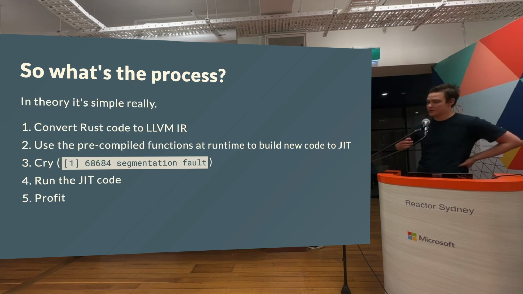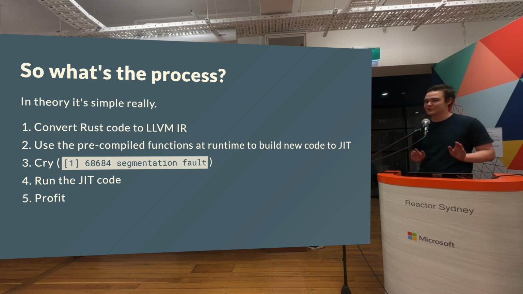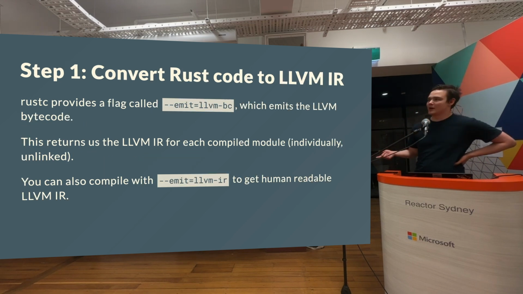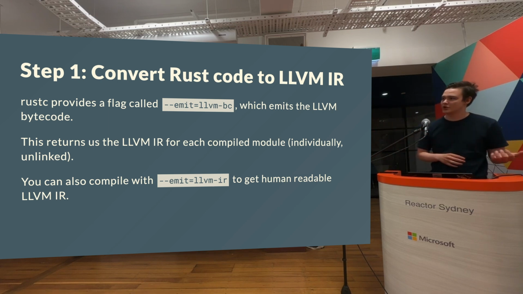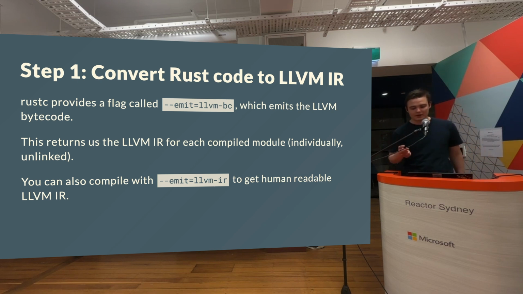So what's the process? Firstly, convert Rust to LLVM, then you join those precompiled functions at runtime, and then you cry because LLVM is absolutely miserable. If anyone who's touched LLVM, you know how miserable it is. I'll probably rant about it more later, and then you run the JIT code and you profit. So step one, easy: you convert Rust to LLVM IR. This is very simple with Rust because you can just do --emit llvm-bc, which is the machine-readable version of IR, and it's faster for your computer to parse afterwards. Of course, LLVM IR also works if you want to read it yourself.